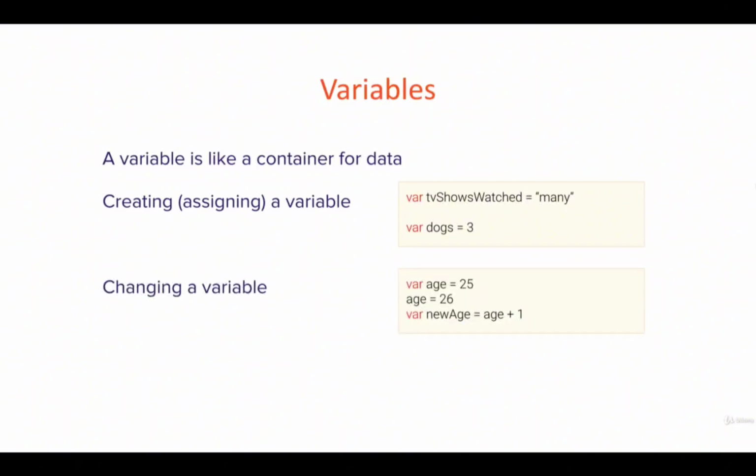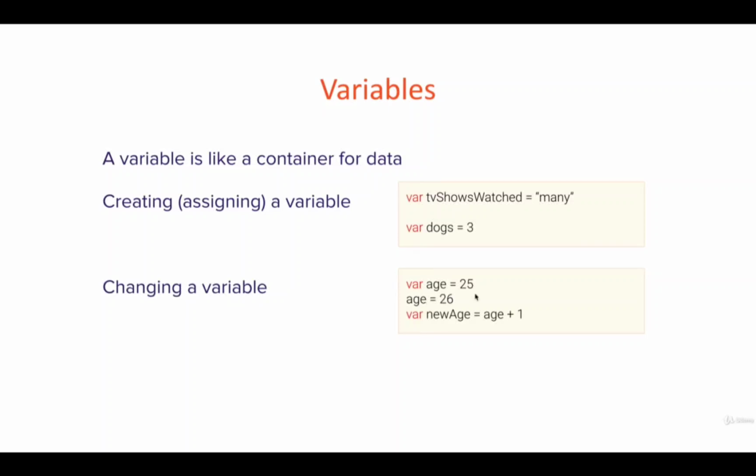All right, so variables can change. So we can have, for example, age. So we create a variable called age equals 25. We can say age equals 26. So we have changed that variable or the value of that variable to 26.